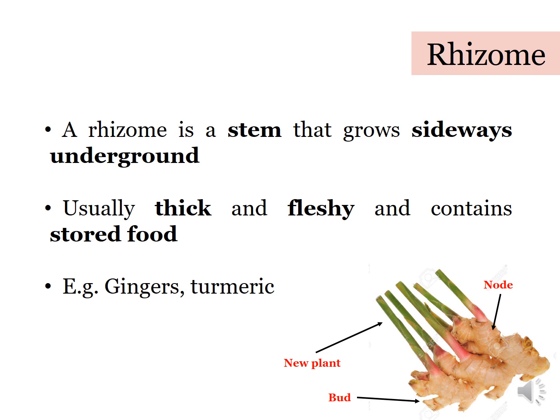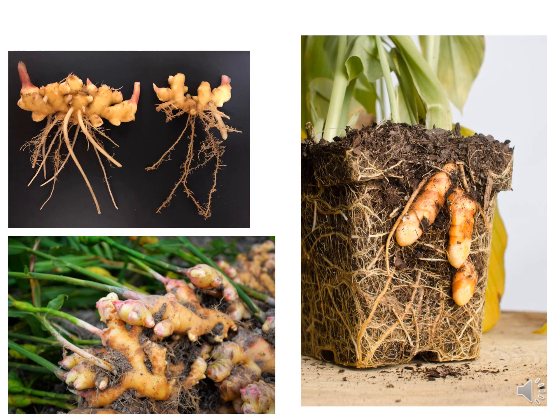Moving on to rhizome. Also a stem that grows sideways, but this time it is underground. Usually thick and fleshy, and the most common examples are ginger and turmeric. So, this is how a rhizome looks like, which is an underground fleshy stem.